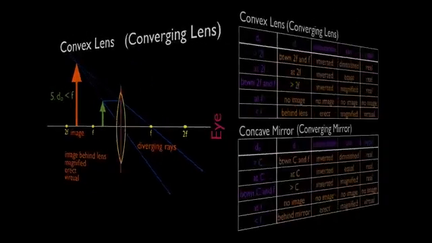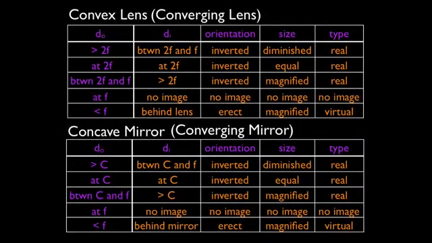Now, I'm going to go through this one table. It looks a little confusing, but it summarizes what we learned in our ray diagrams. This is for a convex lens. This is for a concave mirror. It's going to be in the second video of this series, but I want you to compare the answers for the convex lens to the concave mirror. This is the object distance. These are the 5 that we went through. Here's the image distance, the orientation, the size, and the type.